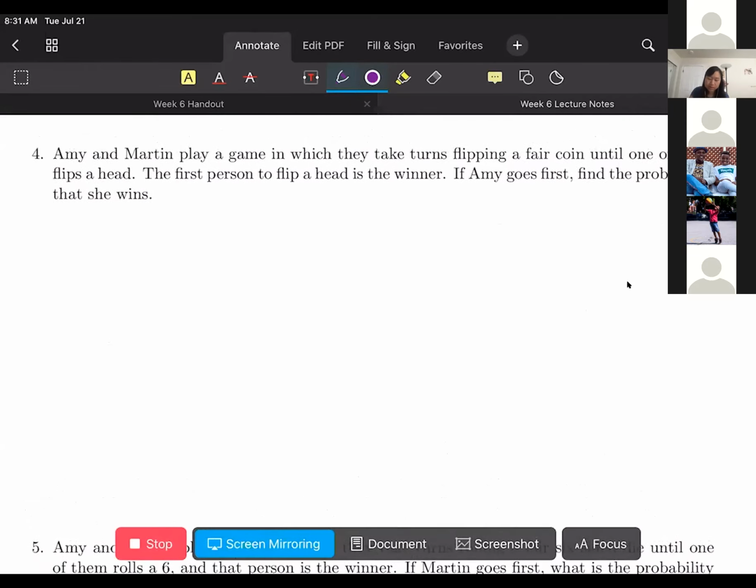So this one's interesting. This one says, 2 people, Amy and Martin, play a game in which they take turns flipping a fair coin until one of them flips a head. The first person to flip a head is the winner. If Amy goes first, find the probability that she wins. So anyone, any thoughts on this problem?